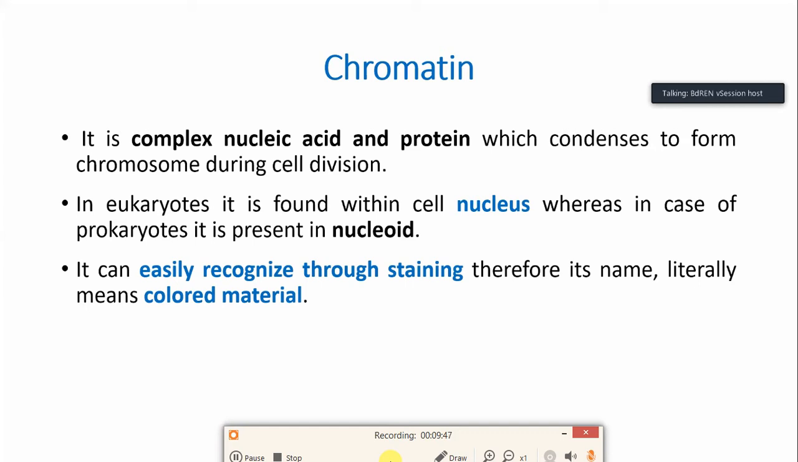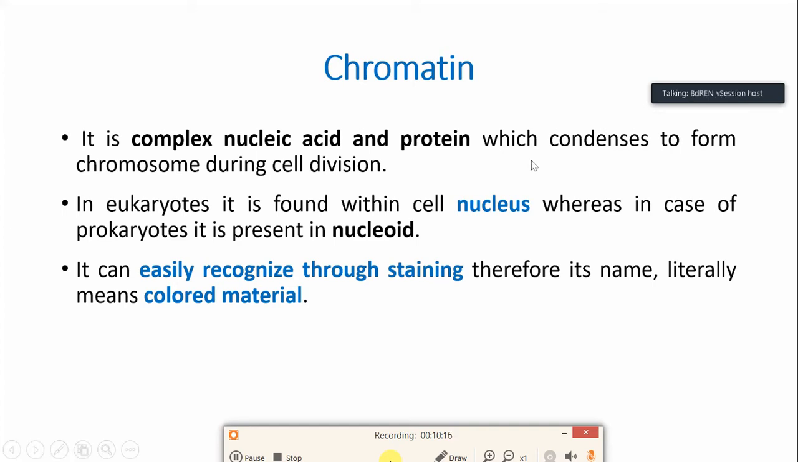Chromatin, chromosome, colored bodies. Chroma means colored, soma means body. That means chromosome means colored bodies. So chromosome is derived from chromatin, and that's why it takes color. Its alternative name is colored material.